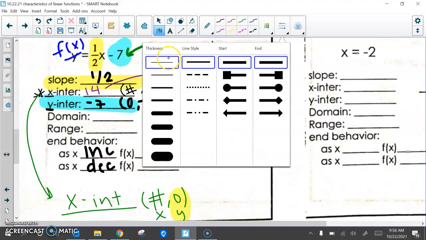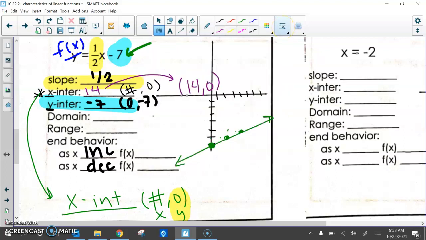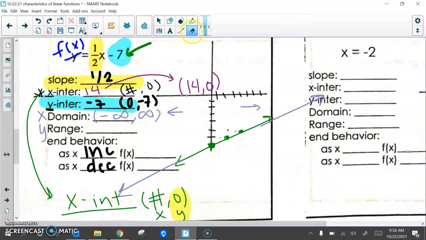Okay, now let's do the domain and range first. Remember, domain are your x's and range are your y's. So your domain tells you as I go left and right, as I look to the left, as I look to the right, is this graph going to stop at all? No, this graph is going to keep on going down like this and keep on going up, which means it's not going to stop. So it's going to the left forever and to the right forever. So negative infinity to positive infinity.